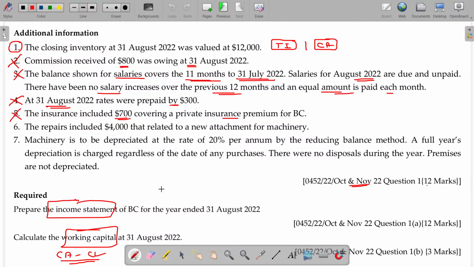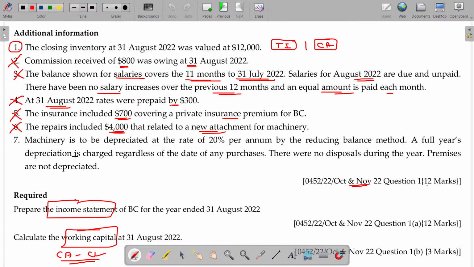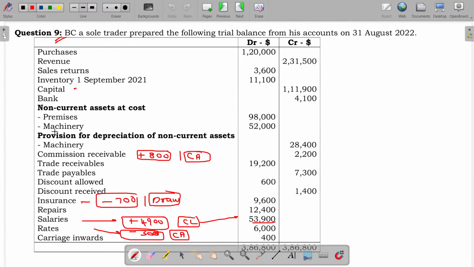And repairs included 4,000 that related to a new attachment for a machine. Any new attachment, any first time expenses, you do know it's a capital nature. Capital nature should be treated as an asset only, but they have considered this as a repair. So from the repair it should be removed. Minus 4,000. And it should be a part of the machinery account. So you have to add that to the machinery account. The value being 4,000 should be added here.